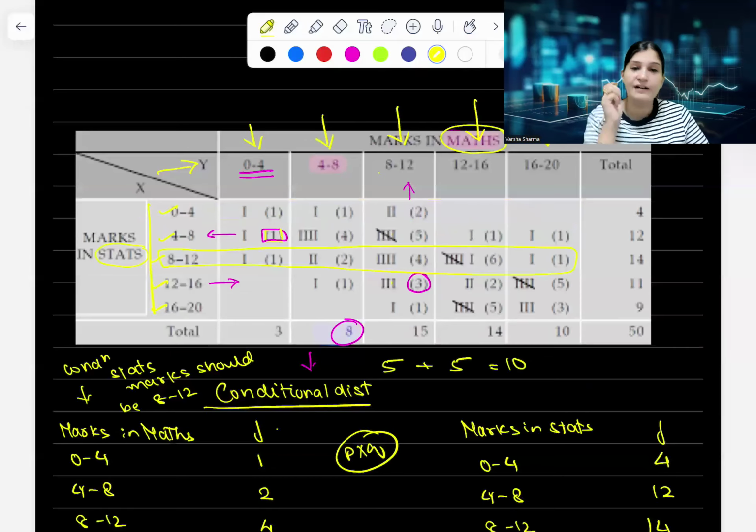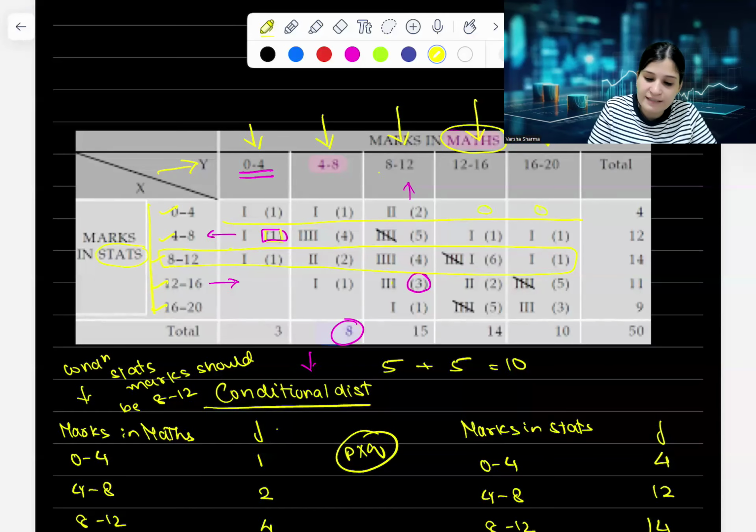So now if you see there are 5 rows and 5 columns, how many entries are allowed? Here 5 entries, then next row 5, then 5, then 5, then 5. So in total 25 cells, 25 entries are allowed.